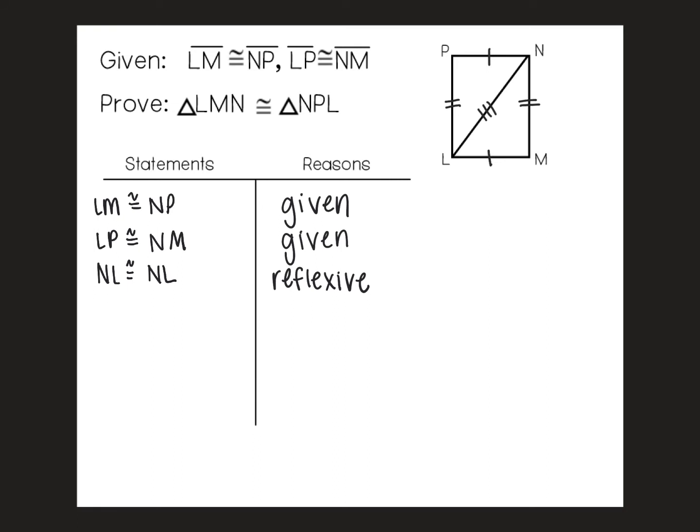And now that I have a combination of either 3 sides or 3 angles marked on each triangle, my proof is complete. So now I can prove that triangle LMN is congruent to triangle NPL. And if I look, I marked 3 sides. So this is side, side, side.